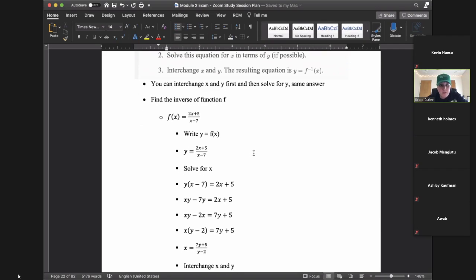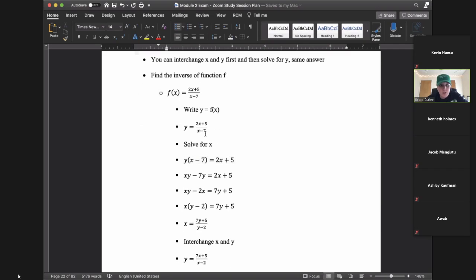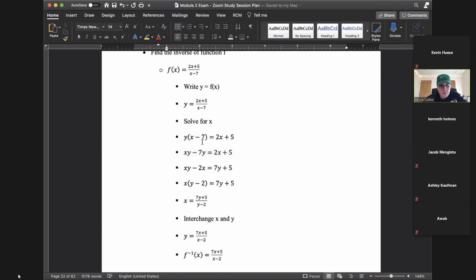So to find the inverse function, the first thing we do is write it as y equals f of x. We've done that. Then we're going to solve for x. We multiply both sides by x minus 7. That gives us y times x minus 7 equals 2x plus 5. Then we distribute the y, so we've got xy minus 7y equals 2x plus 5. Sometimes you have to play around with these a little bit to figure out how you can solve for x.